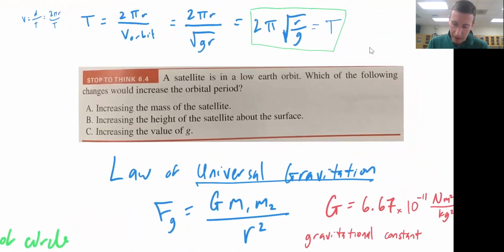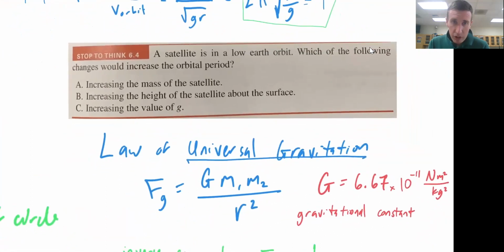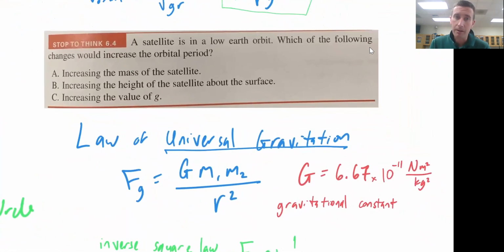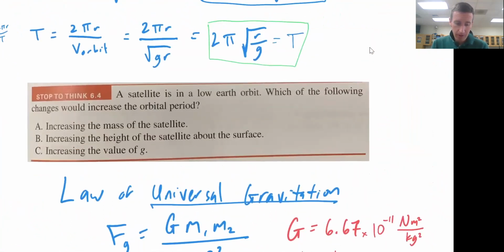Speaking of putting things into use, a satellite is in low Earth orbit. Which of the following changes would increase the orbital period? Oh, good. We have an equation for orbital period. It's right there. So things that would increase the orbital period, that would be the radius, right? If I increase the radius, okay? Let's see.